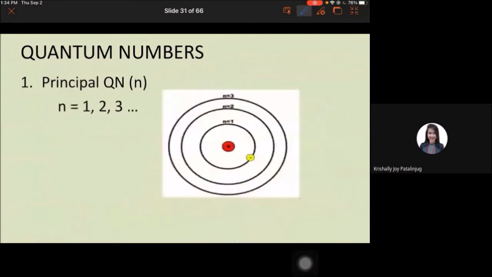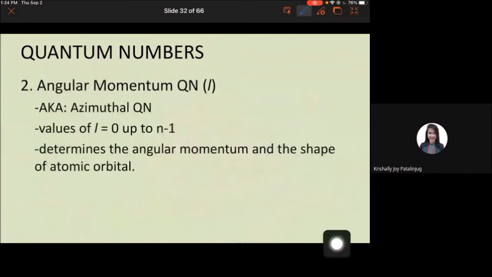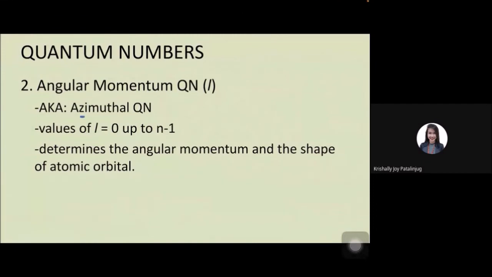Okay, next, let us proceed to the second quantum number. For the second quantum number, this is also known as the azimuthal quantum number. Okay? Now, the azimuthal quantum number is designated by a pronounced L, parang italic L. Ayan. Okay? Now, ano yung mga values ng L?